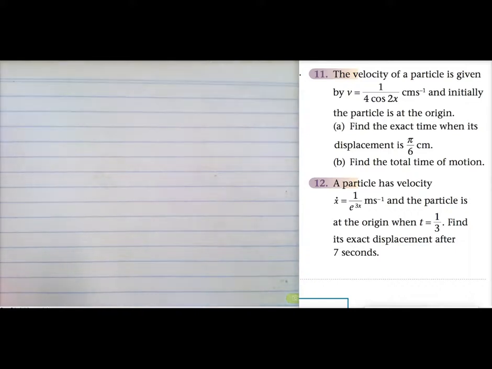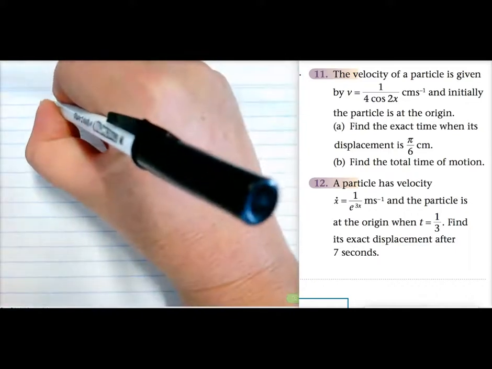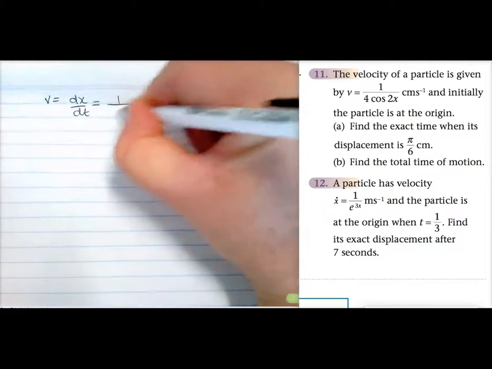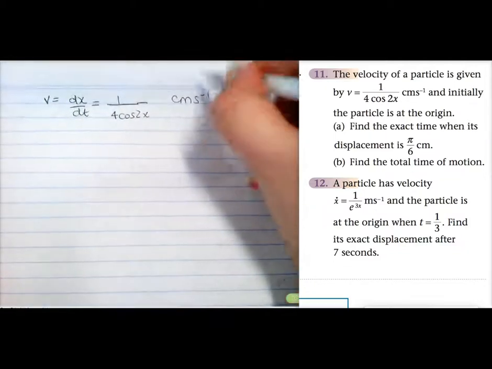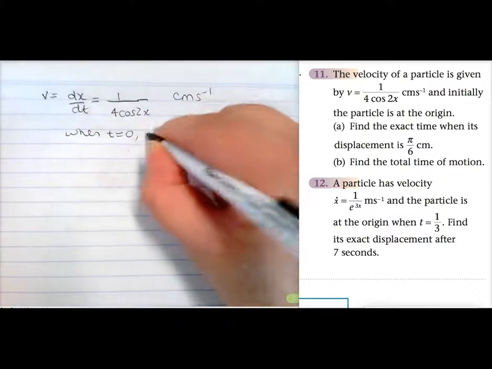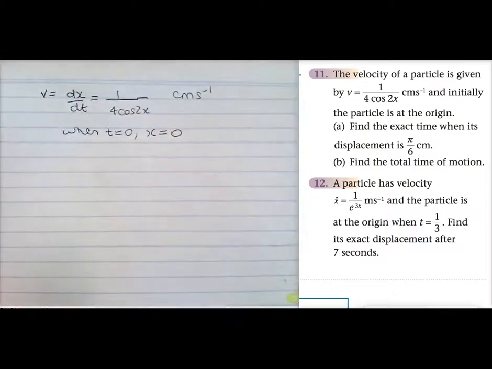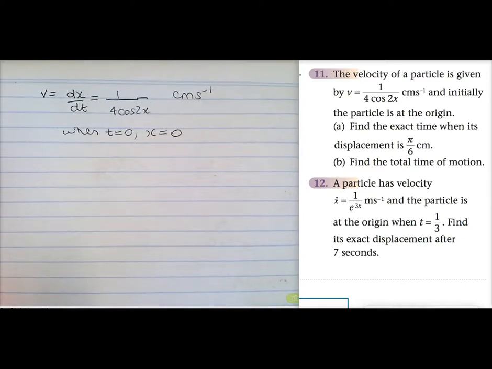Question 11 is the next one we want to do. The velocity of the particle is given by this. So velocity, which is dx/dt, is given by 1 over 4 cos 2x centimeters per second. We know initially, when time is 0, particle's at the origin, x is 0. Find the exact time when the displacement's pi on 6. That should be okay. Find the total time of the motion is the one that's a bit different.